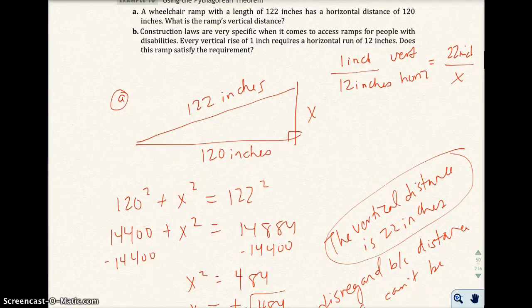So if I do a proportion here, I have 1x equals 22 times 12. I get 264. So I need 264 inches of horizontal run for every 22 inches of vertical distance. And I only have 120, so no, it does not.